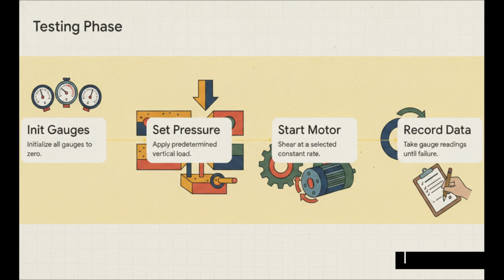That's the horizontal displacement gauge, the vertical displacement gauge, and the shear load gauge. We apply a predetermined vertical pressure by closing the bleeder valve and raising a toggle switch. Then, the actual shearing begins. We start a motor that pushes the bottom half of the box at a constant selected speed, literally shearing the soil in half. And as this happens, we meticulously record the readings on our datasheet.